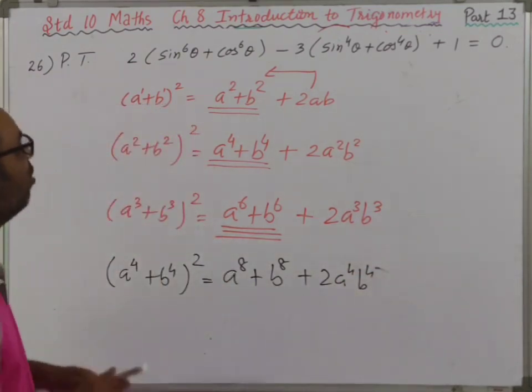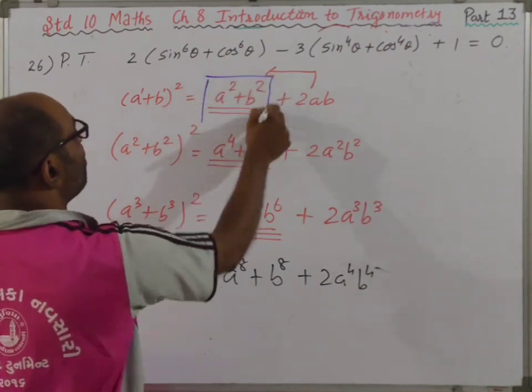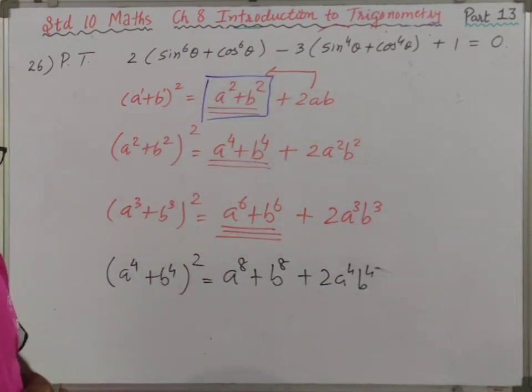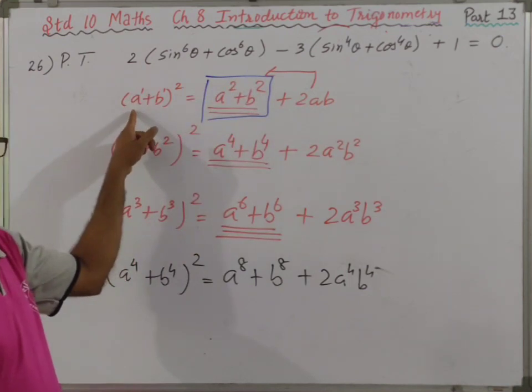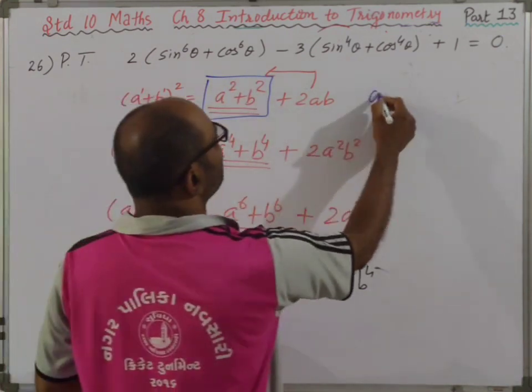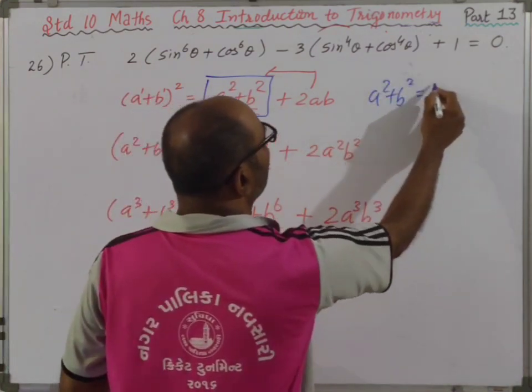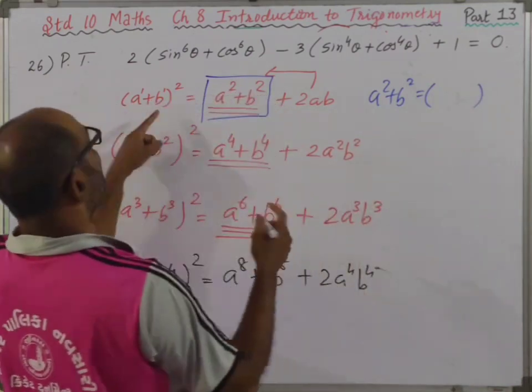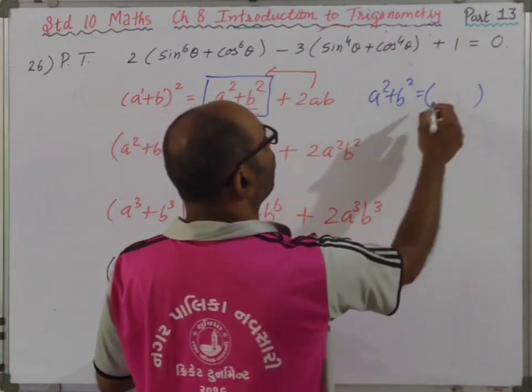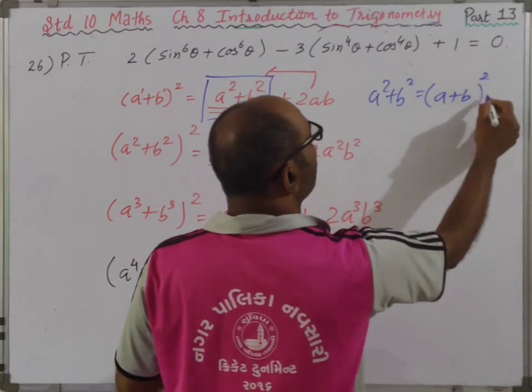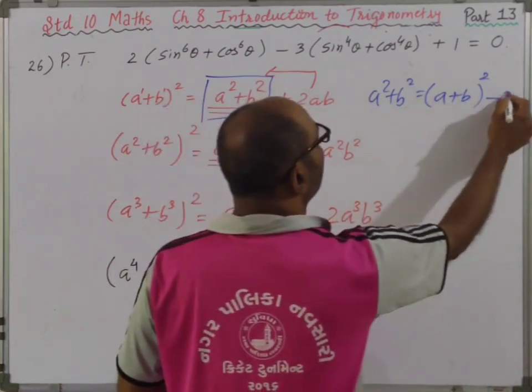Now you have to observe, I am going to make a square plus b square subject of the formula. So 2ab will go on the other side. So what is a square plus b square equal to? a plus b whole square minus 2ab.